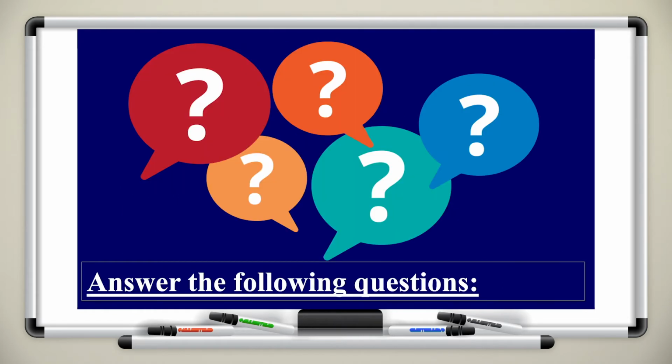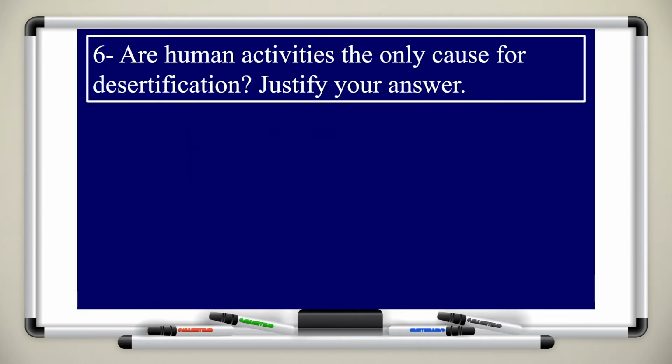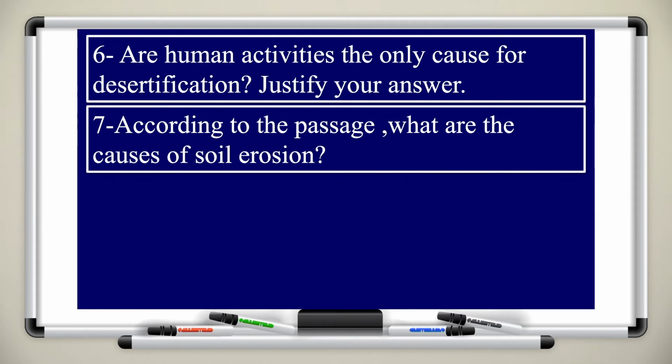After the multiple choice questions, you have the productive questions. This means they need full, meaningful sentences. Question number 6. Are human activities the only cause for desertification? Justify your answer. Question 7. According to the passage, what are the causes of soil erosion?